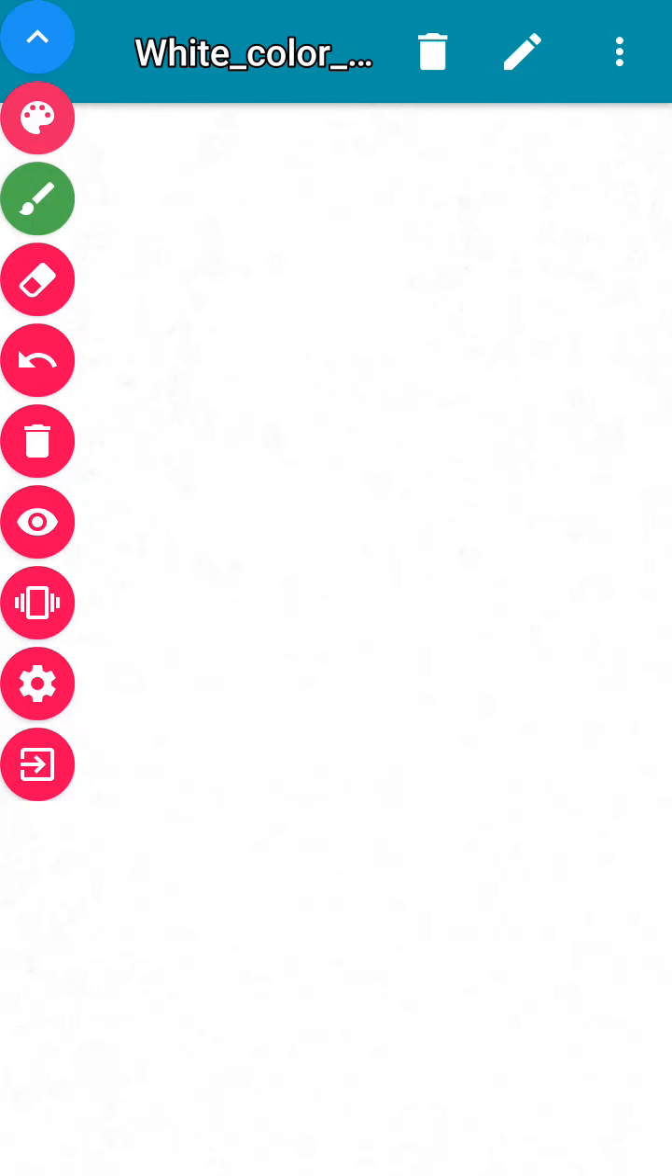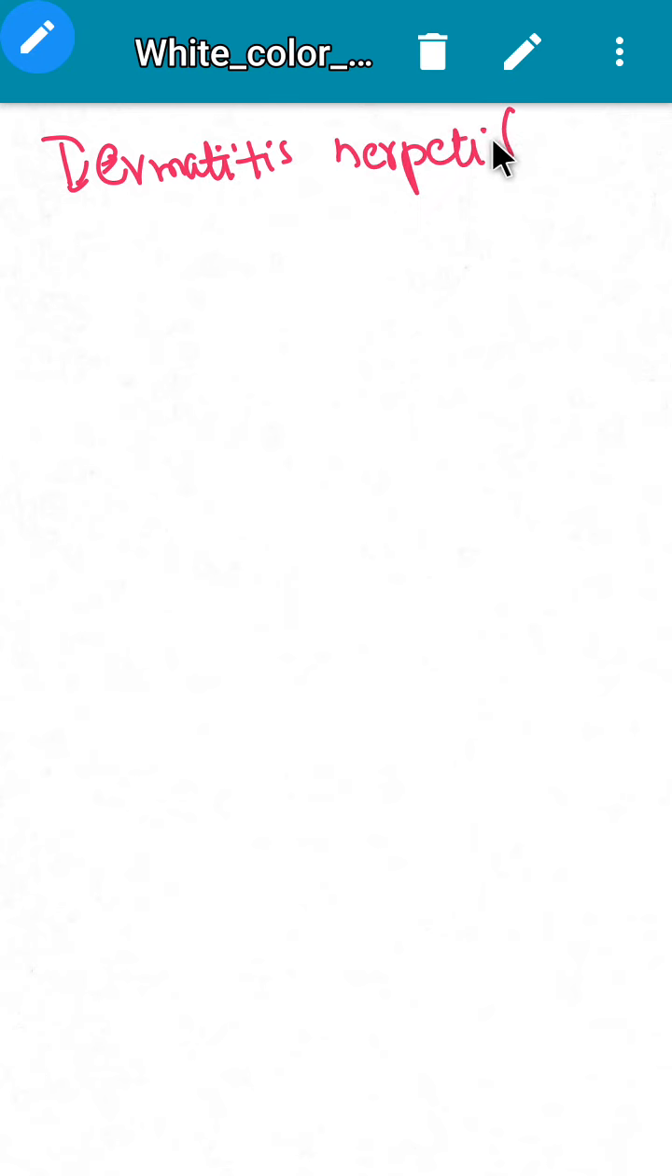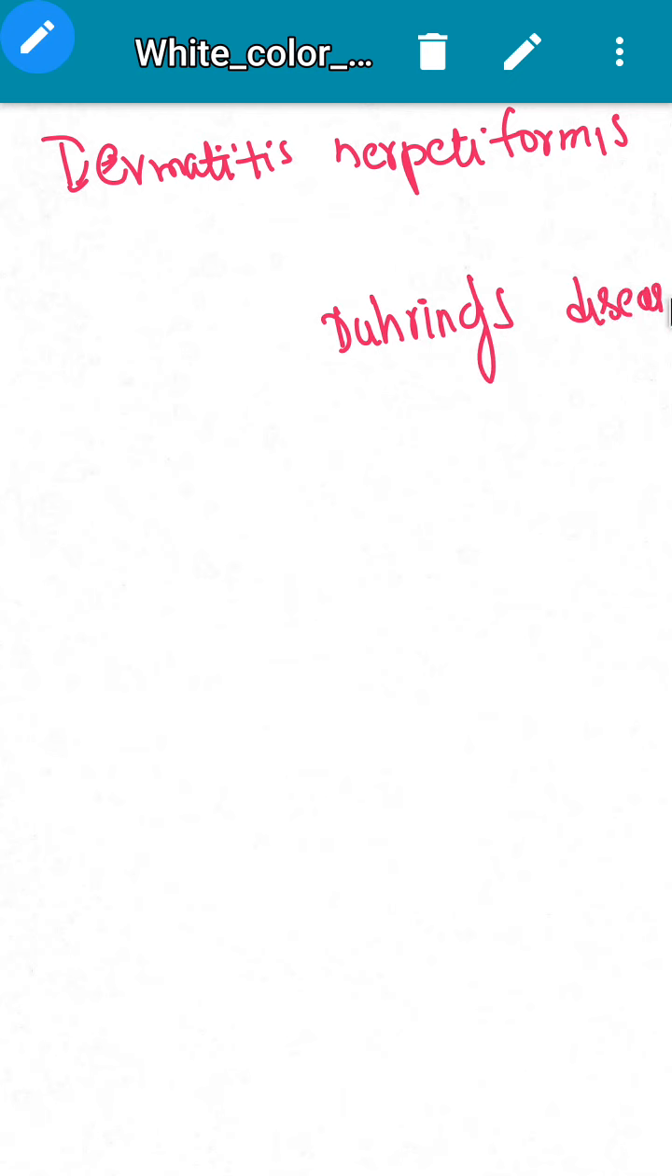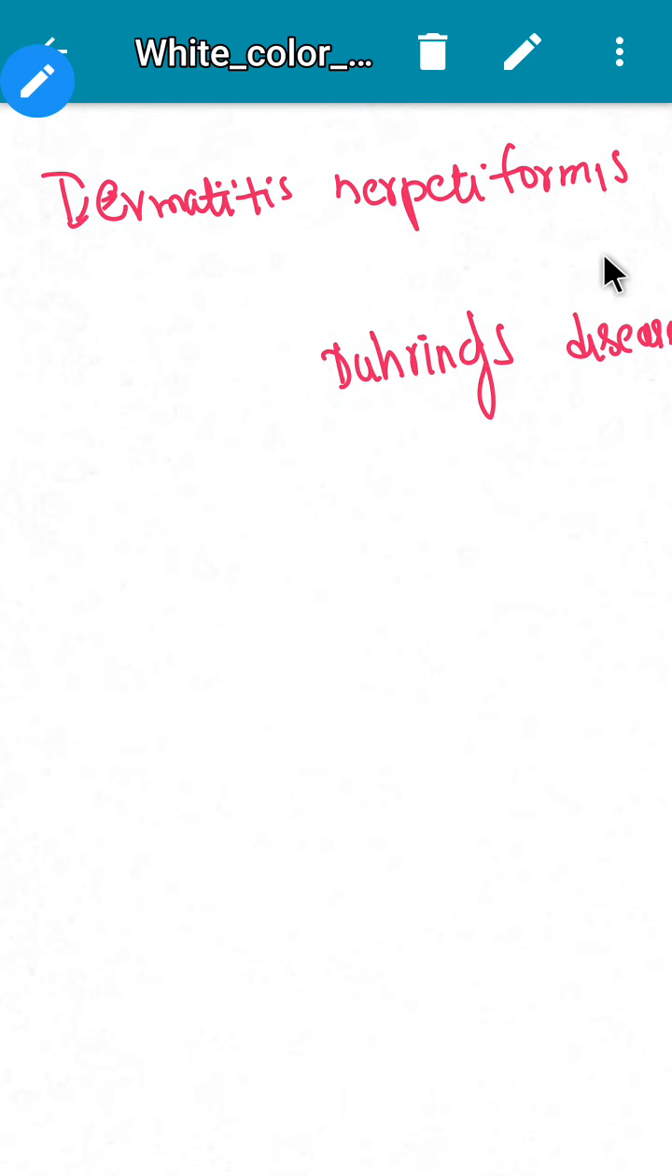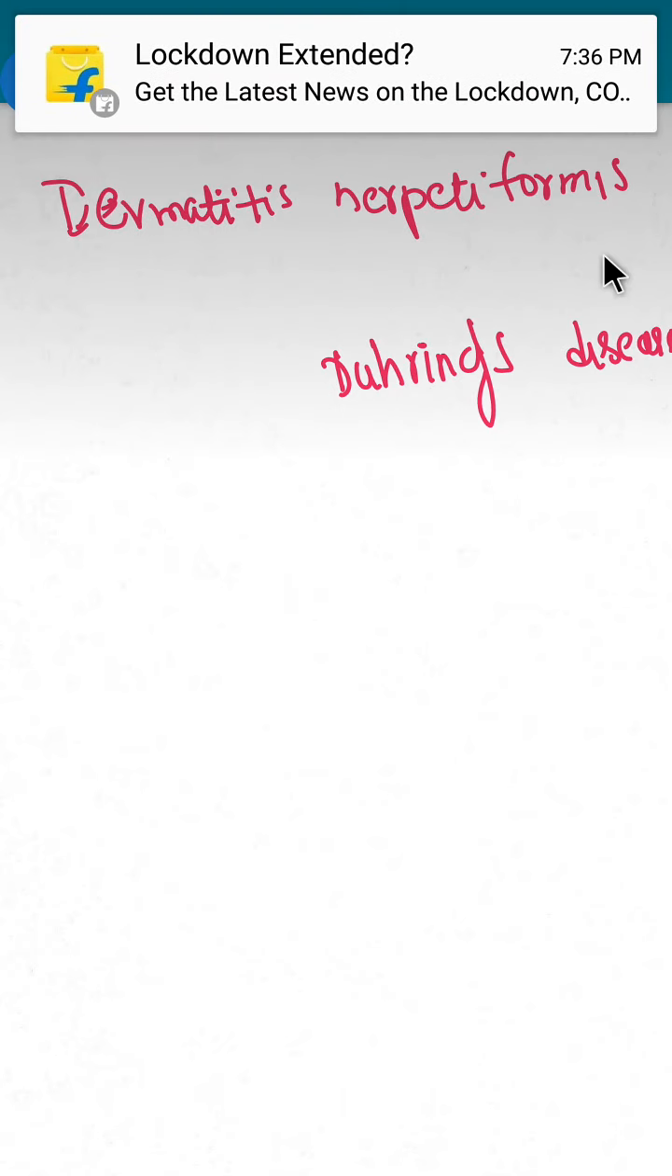Let us discuss Dermatitis Herpetiformis. This Dermatitis Herpetiformis is also called Darling's disease. One is it is called Dermatitis Herpetiformis, or it is also called Darling's disease.